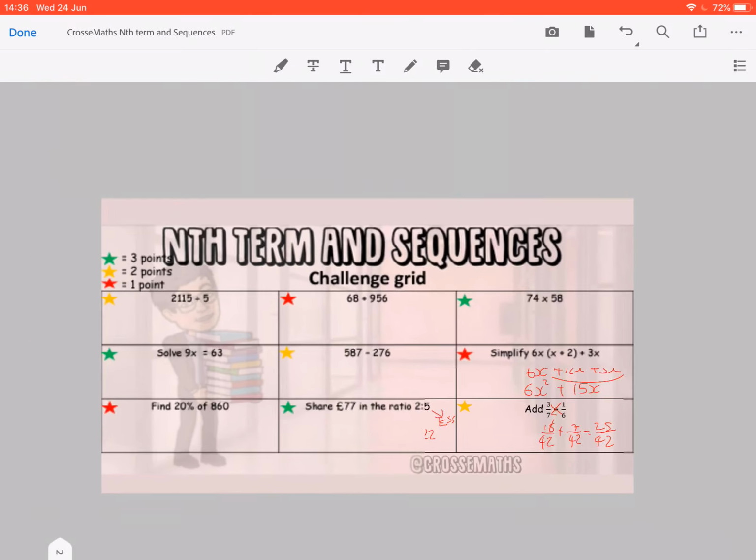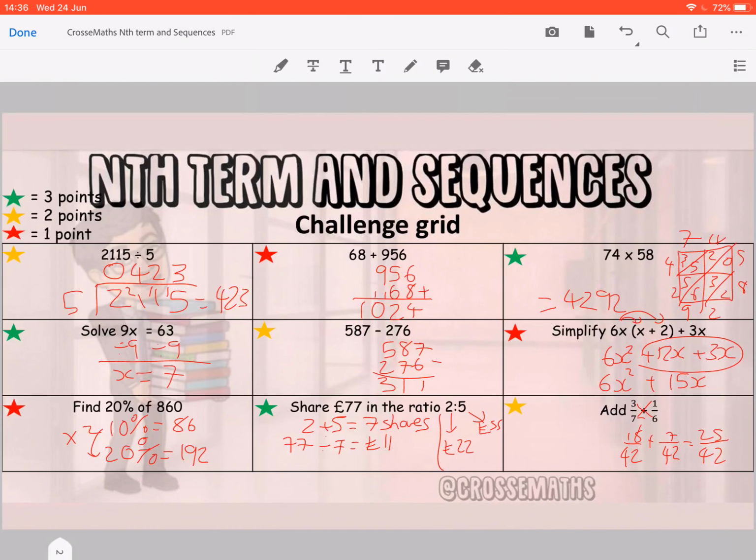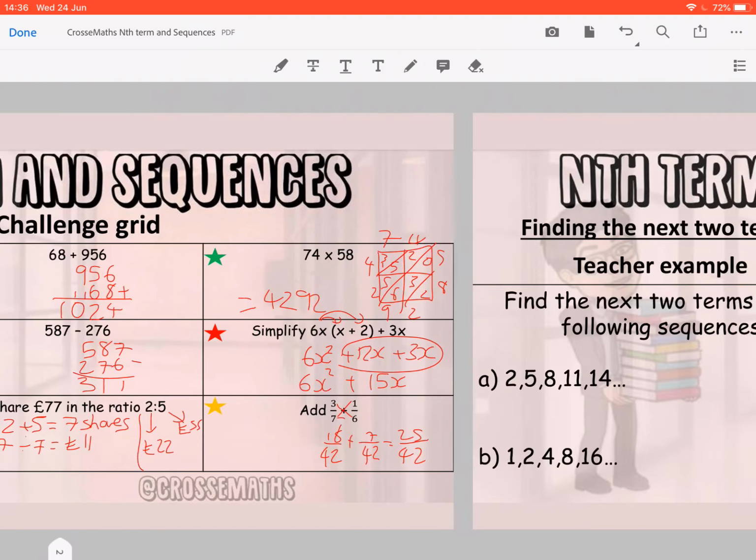Right guys, that should all be marked or close to marked. Pause the video if you need to take time marking it. Okay, anywhere close to 15 out of 18 is really, really good. Okay, so well done if you got that.